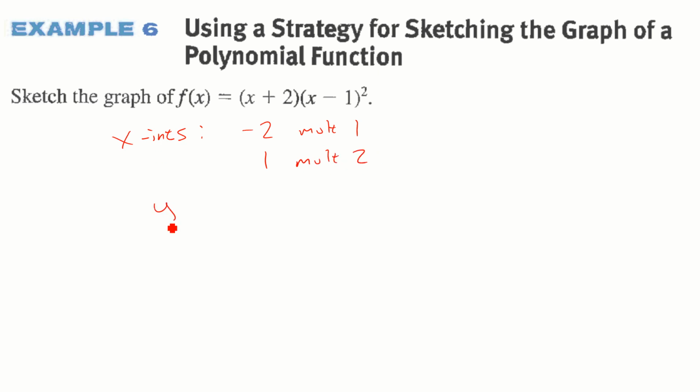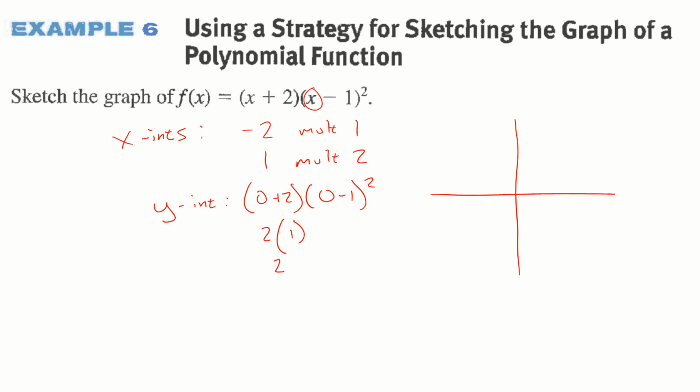Now, we also want the y-intercept. The y-intercept, remember, is when you plug a 0 in for x. So instead of x, we're going to put in a 0. So this is going to be 2 times negative 1 squared, which is 1. It's going to be 2. Okay, so we have our intercepts.